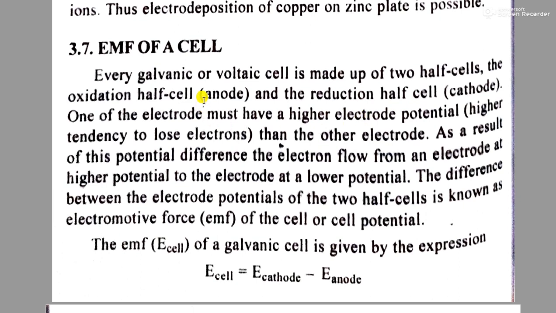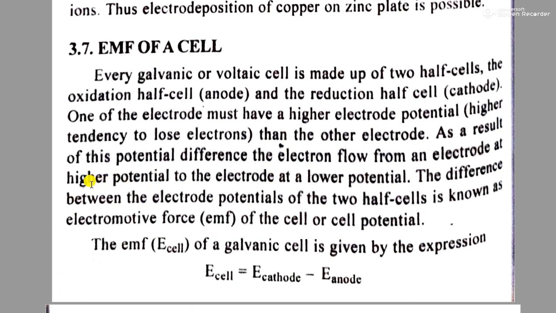So one electrode will be at a higher potential, that is, it will be having a higher tendency to lose the electron, whereas the other electrode will be of a lower potential. So the potential difference resulting from this causes a flow of electrons from an electrode at a higher potential to an electrode at a lower potential.